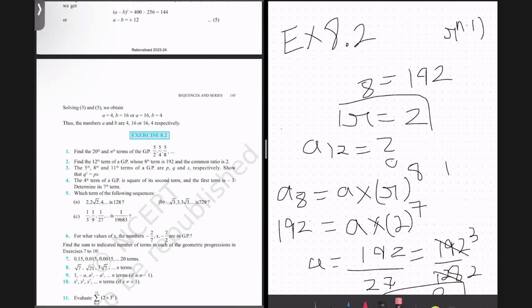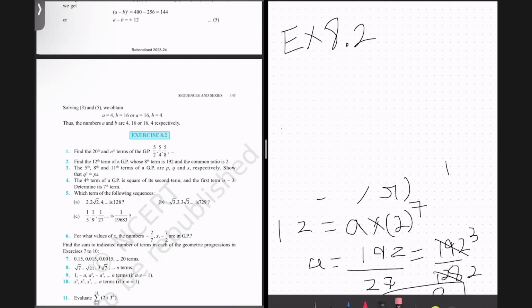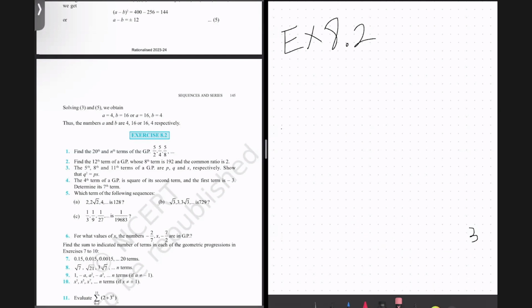Moving on to the third question. This is going to be the last question we solve for the day. In the coming session, we are going to solve more questions in this exercise, and we'll solve all the remaining questions of this exercise in the next session.